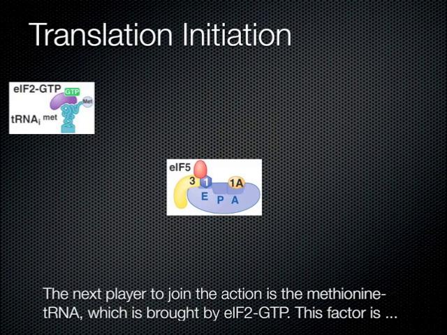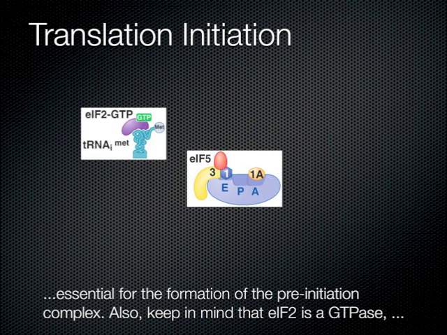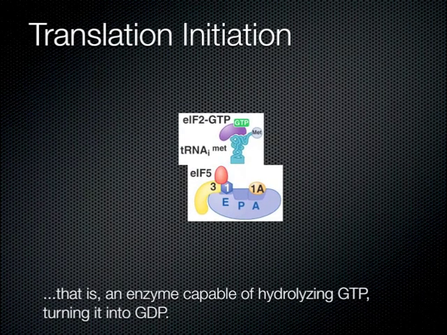The next player to join the action is the methionine tRNA, which is bound by the eukaryotic initiation factor 2 GTP. This factor is essential for the formation of the pre-initiation complex. Also, keep in mind that EIF2 is a GTPase, that is, an enzyme capable of hydrolyzing GTP, turning it into GDP.